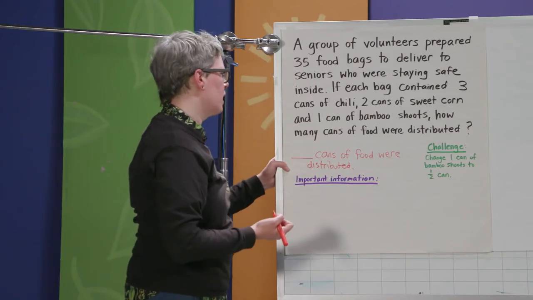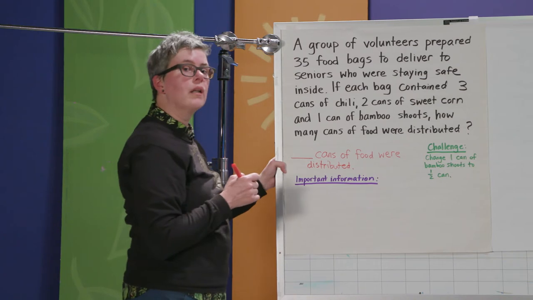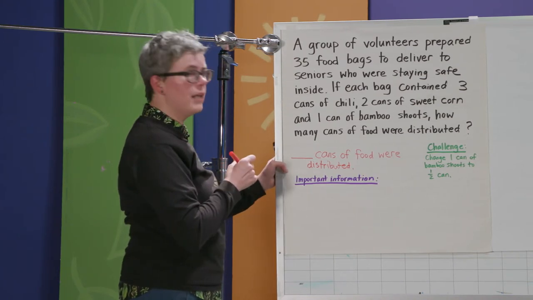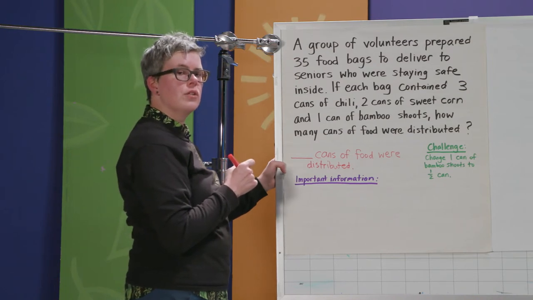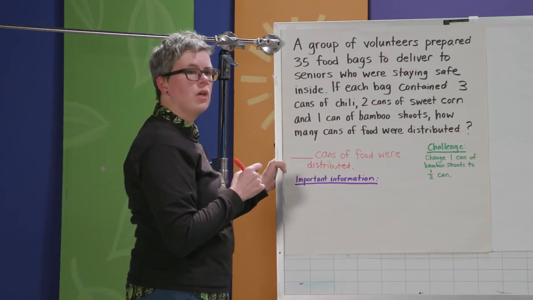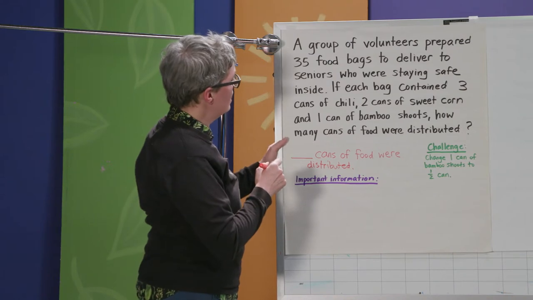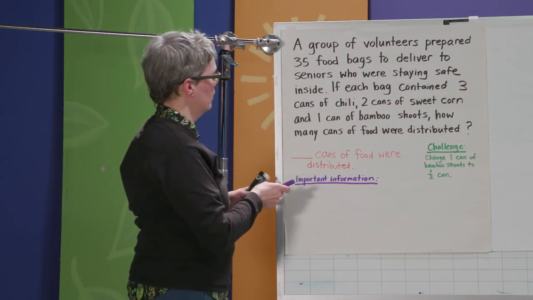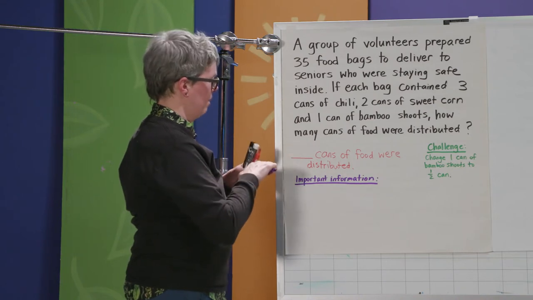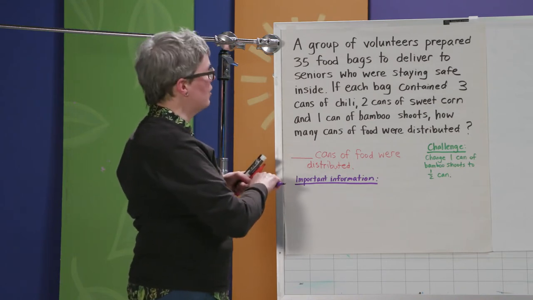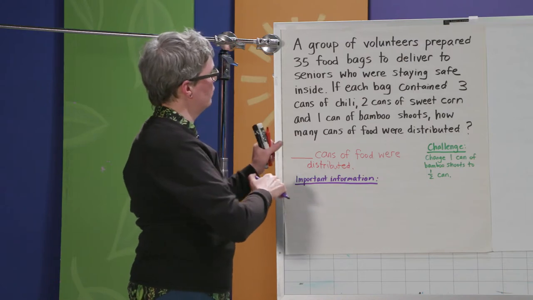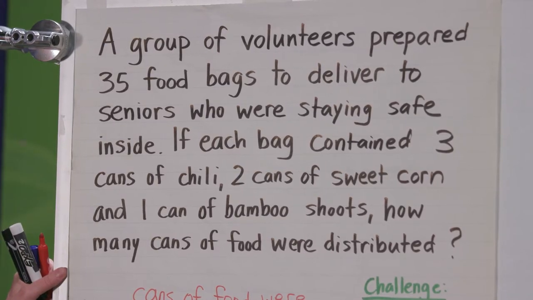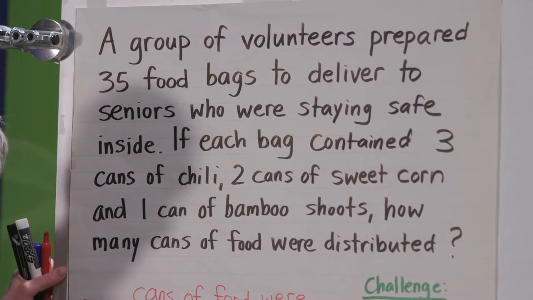All right, third read. This time I want you to read along so you can read it out loud with me. And your task this time is to identify the important information. What's the important information that we will need in order to solve this problem? And this time we're just gonna stop as we go and write down the important information. A group of volunteers prepared 35 food bags. Okay, that's important, 35 food bags.